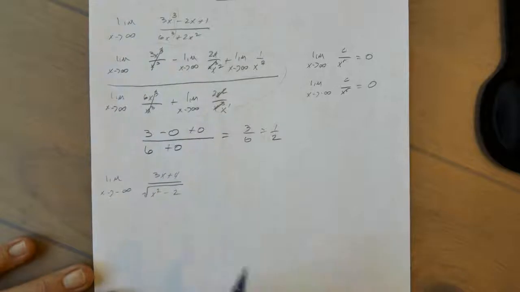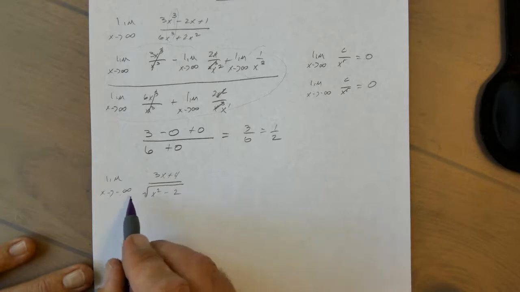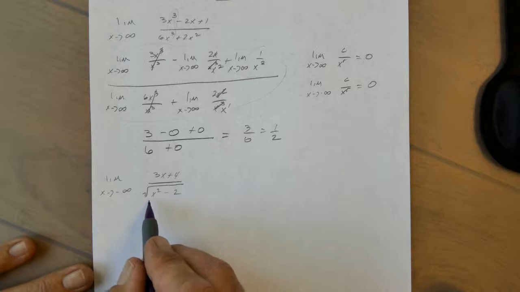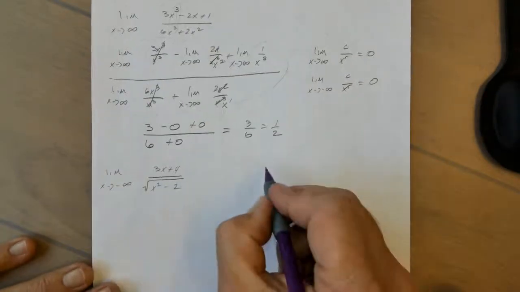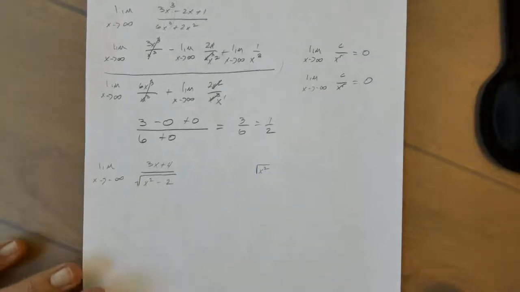All right, one that gives people some issue sometimes is when we have a radical in the denominator, and again, the limit as x approaches negative infinity. Using our same strategy of dividing by the highest power in the denominator, but here, the highest power in the denominator is the square root of x squared.